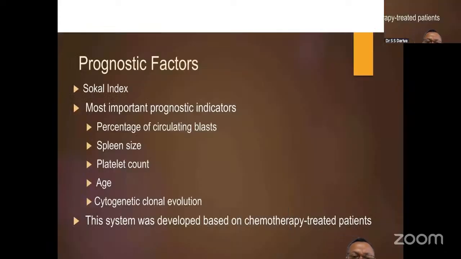After the complications, we come to the prognostic factors. One is the Sokal index, which is the most important prognostic indicator, based on the percentage of blasts circulating in the blood, size of the spleen, platelet count, age, and cytogenetic clonal evolution. This system was developed based on chemotherapy-treated patients.